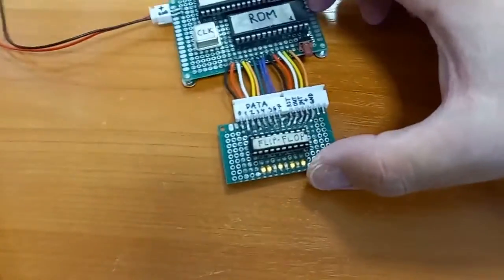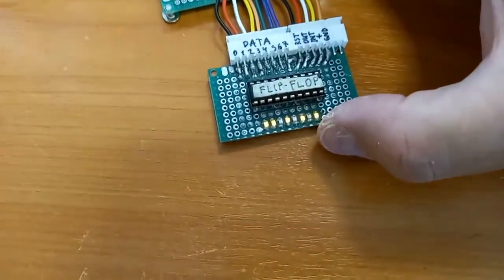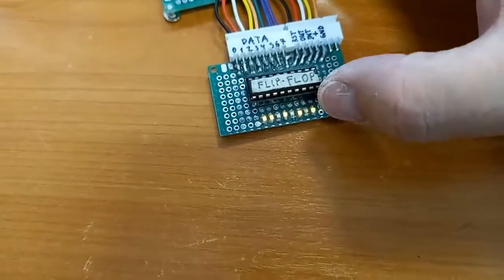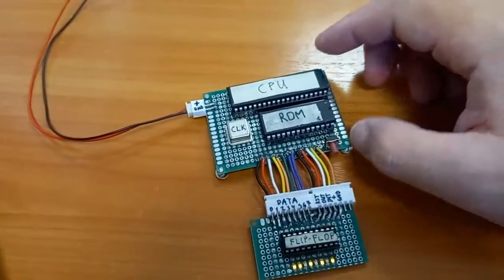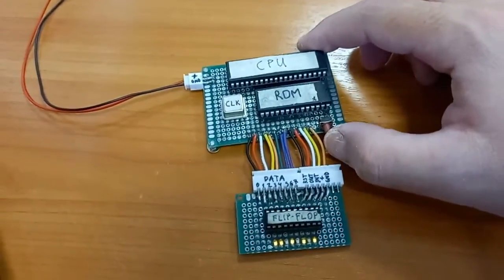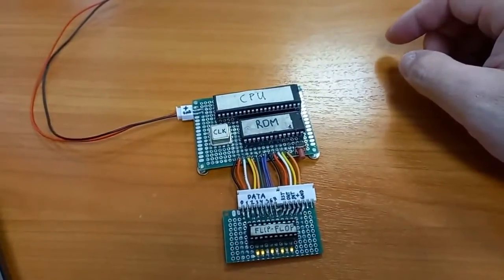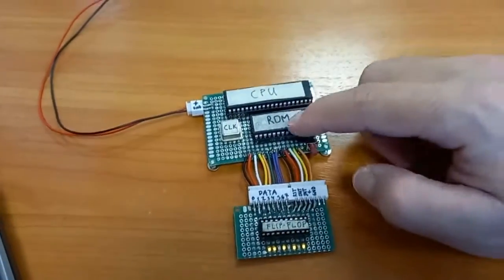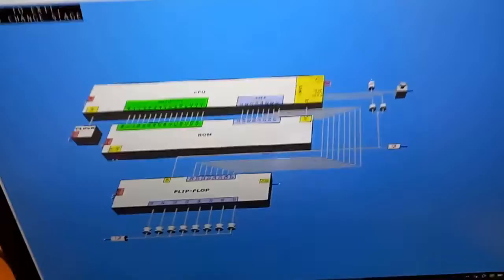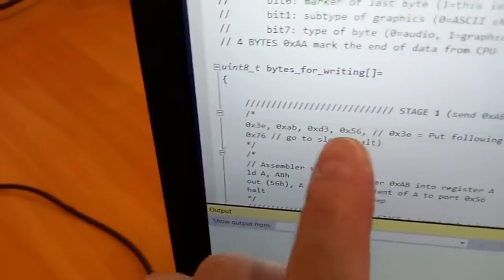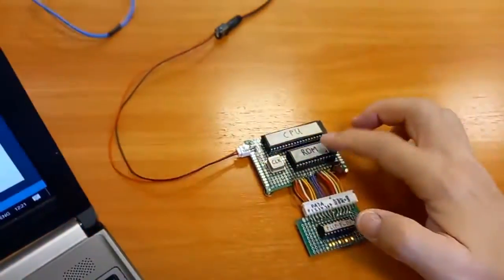Why do I say AB when we have these lights here? If you don't understand, just watch the first video. And how do we put these 5 bytes into here?